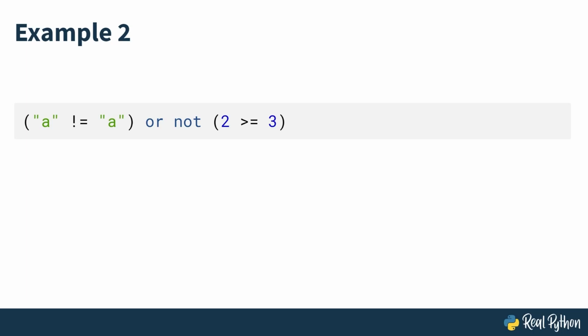So now take a look at example number 2. This one reads, open brackets, A in quotation marks, not equal to A in quotation marks, close brackets, or not, open brackets, 2 is greater than or equal to 3, close brackets. Take a quick look at this and go to the REPL and see if you can work it out.